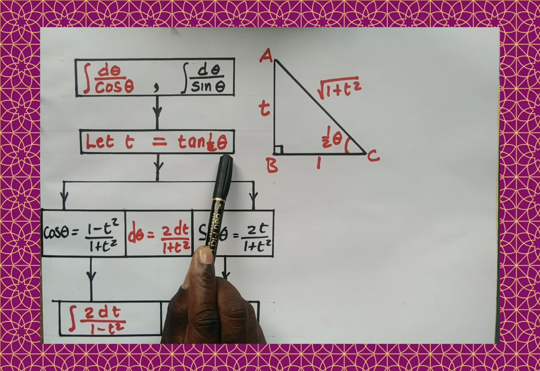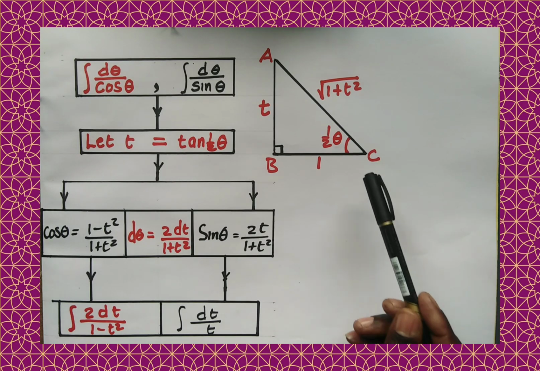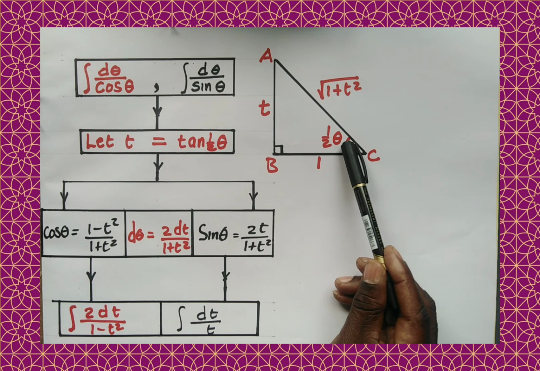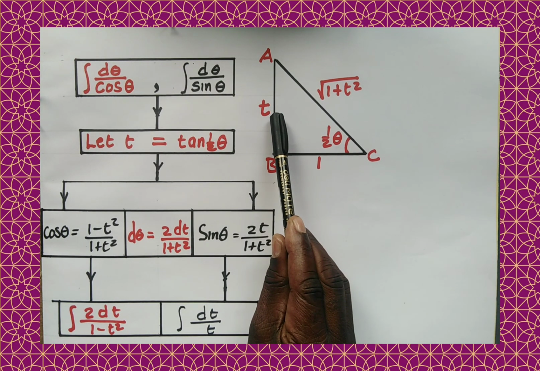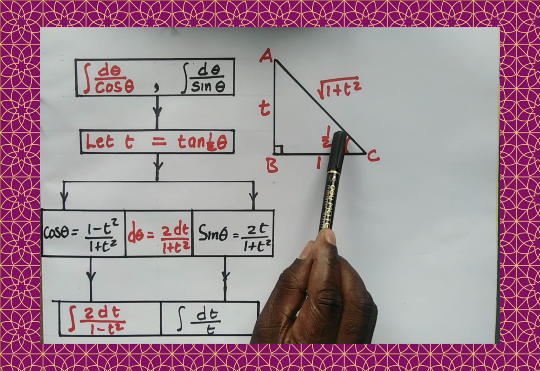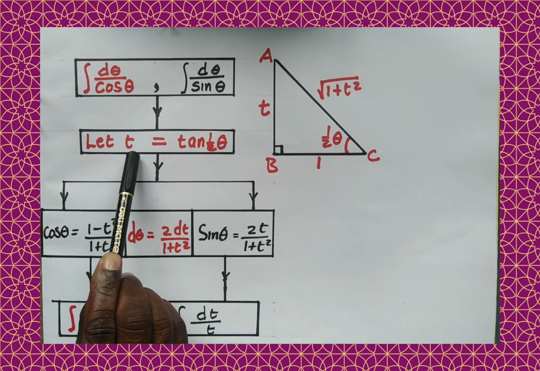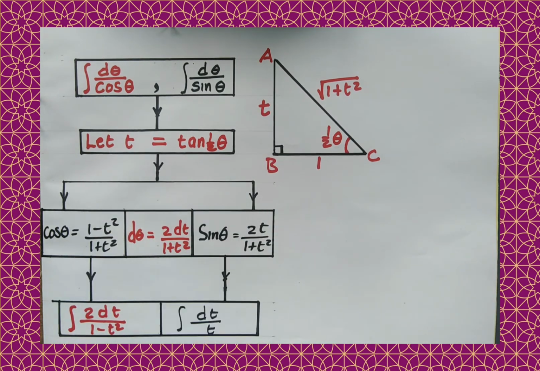Now, this immediately creates a right-angled triangle whose angle here is half theta. The opposite side is equal to T. The adjacent side is equal to 1. So that tan of half theta is equal to T over 1, which is equal to T. That's what this means down here. Right. What about the other side?